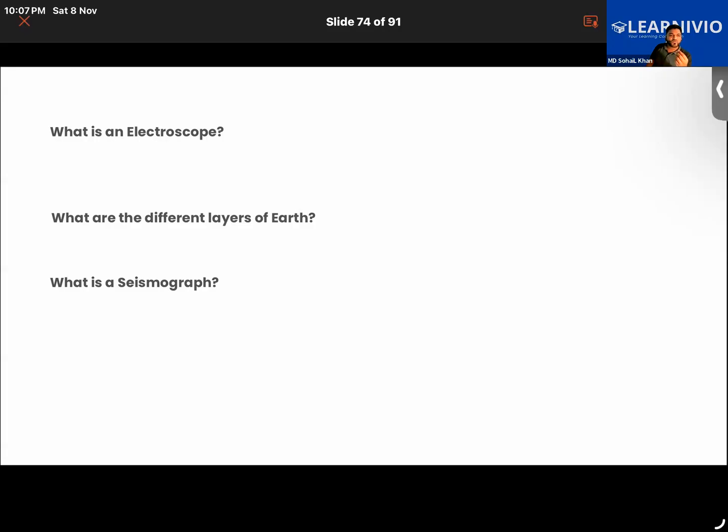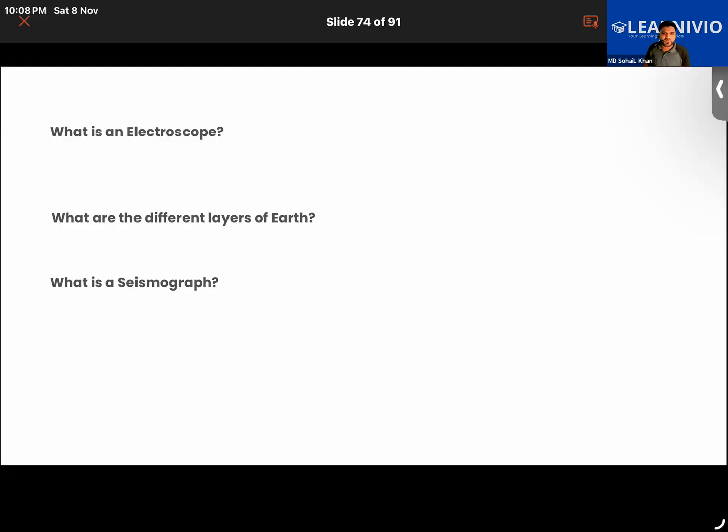So as you said, an electroscope is a device that is used to detect the presence of charge on a body, or also to measure the magnitude of charge on the body, right?